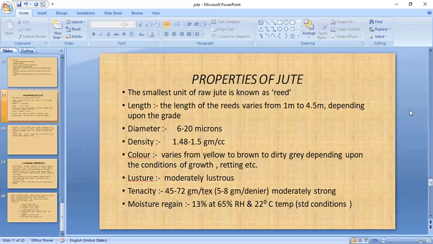Color varies from yellow to brown to dirty gray depending upon the conditions of growth and rating practices we are using. Luster, it is moderately lustrous fiber. Tenacity ranges between 45 to 72 grams per tex, or you can say 5 to 8 grams per denier. Means you can say it is moderately strong fiber. Moisture regain is very good at 13% at 65% relative humidity and 22 degrees centigrade temperature, which are standard conditions. So at standard conditions, moisture regain of jute is 13%.